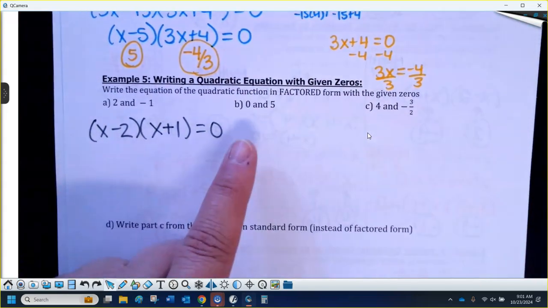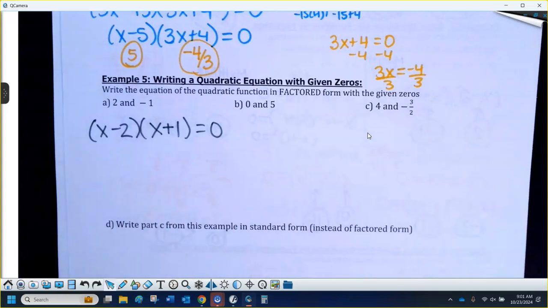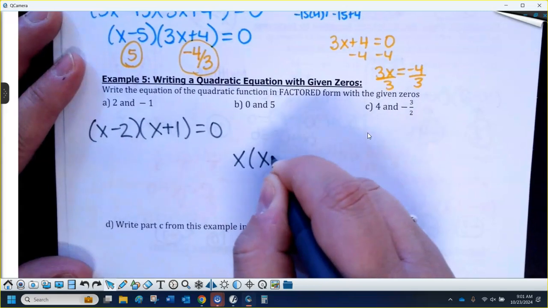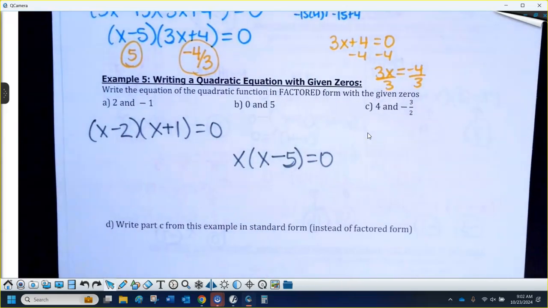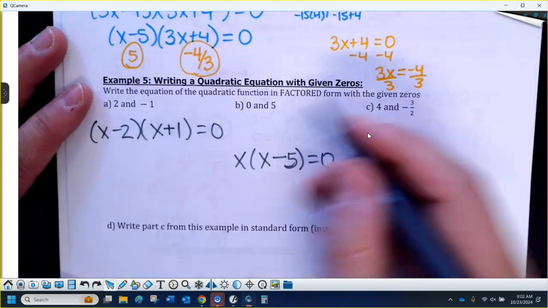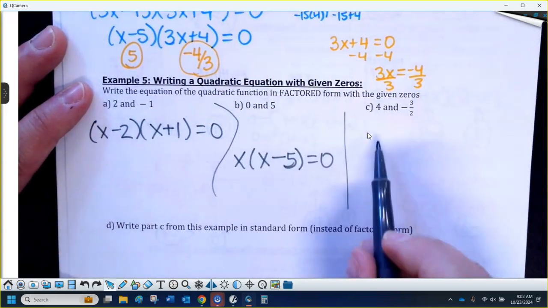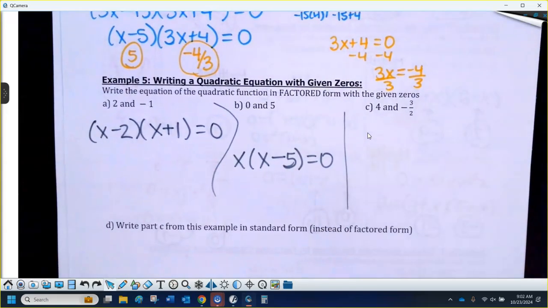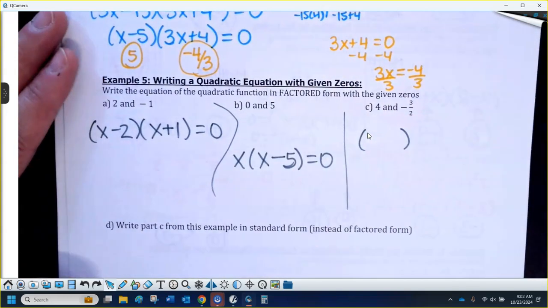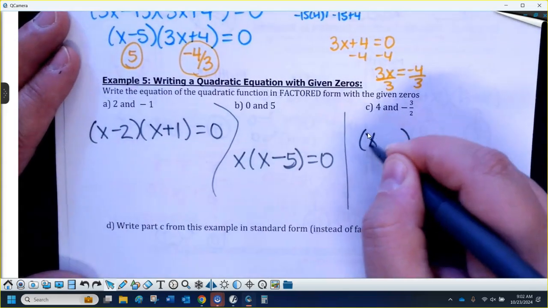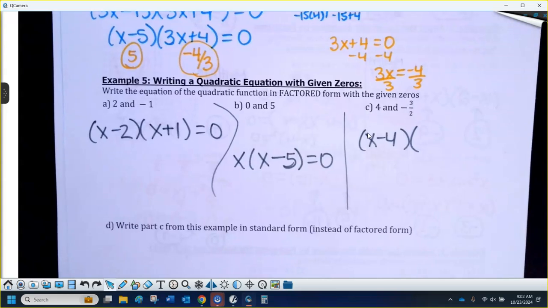Done with that question. Now, if my answer is 0, how would I represent 0 as an answer? Just an x. Yes, just an x and then x minus 5. And I'm just setting it equal to 0 because it says it's a 0 of the equation. Now, the last one is probably the trickiest because it involves a fraction here. What would you write as the little factor that would go with 4 being an answer? If 4 is an answer, 4 is a 0, what little factor would you write? X minus 4.